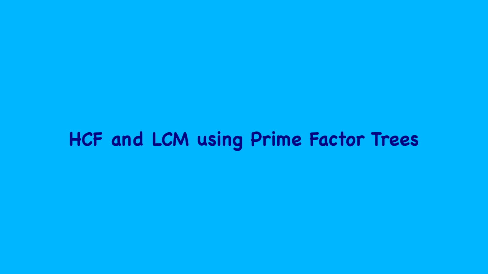Finding the highest common factor and lowest common multiple using prime factor trees. If you're asked to find the highest common factor or lowest common multiple of two large numbers, it is best to use a prime factor tree, a method you will have seen on an earlier clip. So let's have a look at an example.